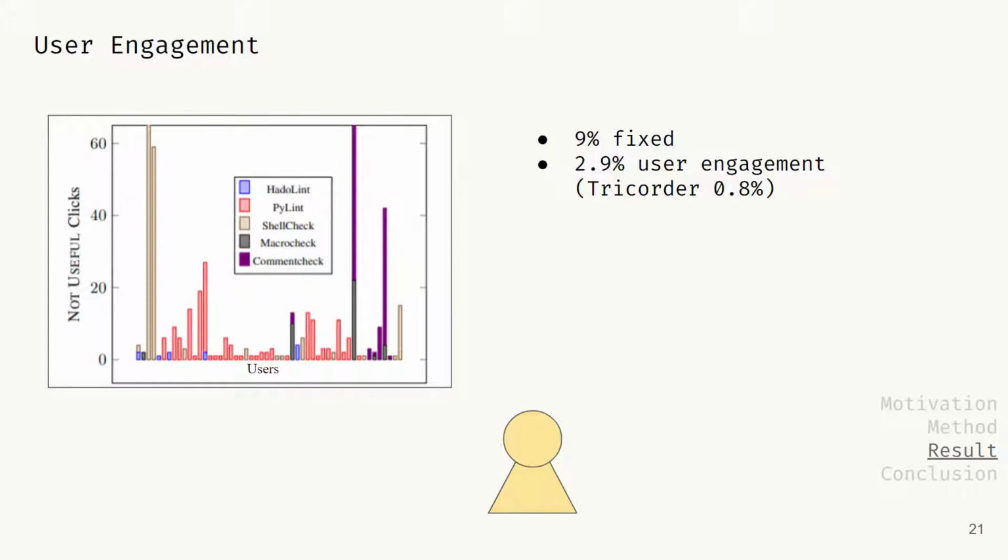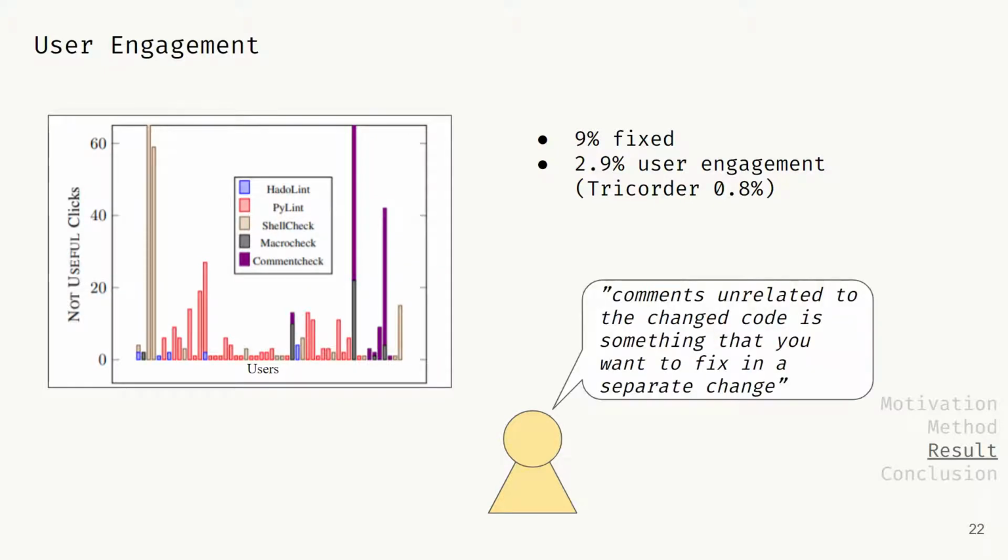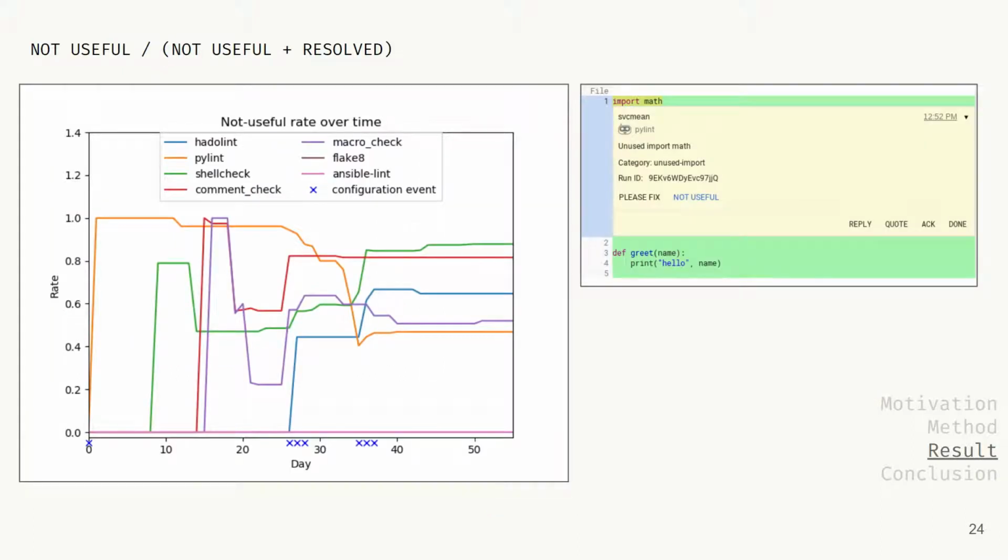This was calculated by taking the total difference between the first and last batch set on changes that was decreasing in comments. Then we subtract from this the number of comments that we knew were removed due to disabling categories. From the survey we found out that users thought that some comments were less useful because they were unrelated to the changed code. In this graph we see the not useful rate over time.